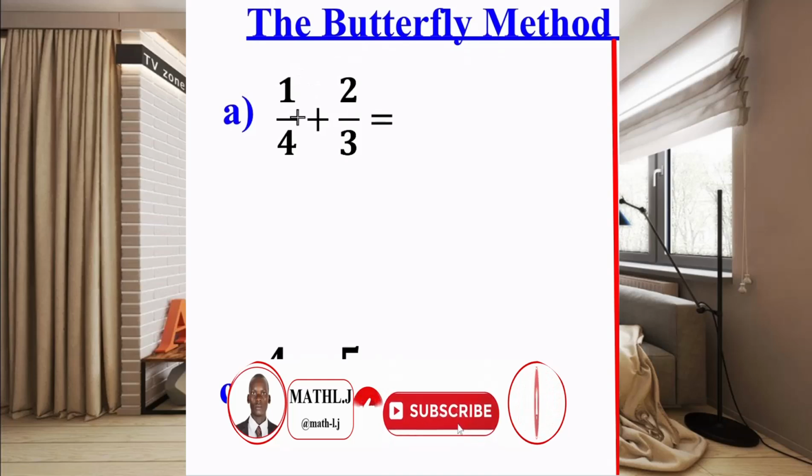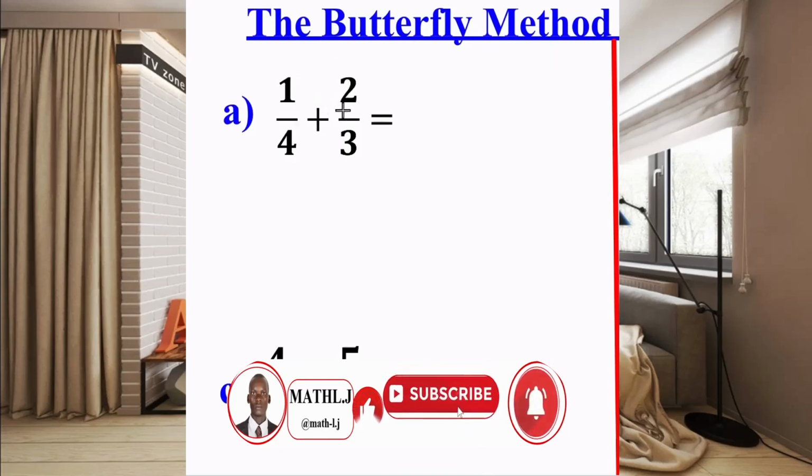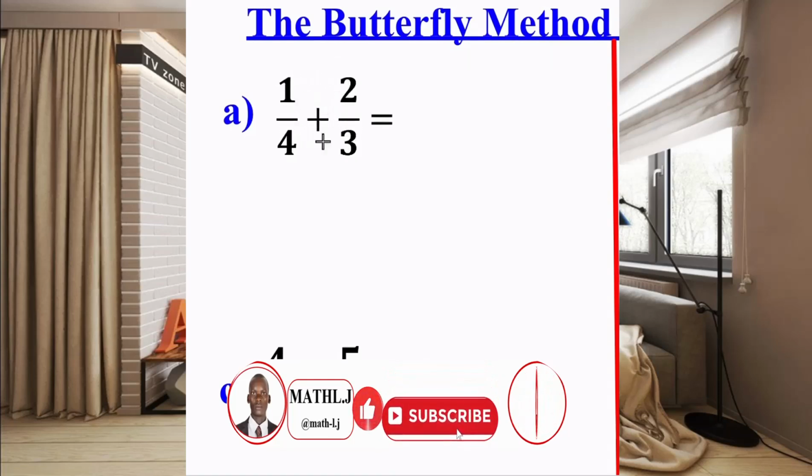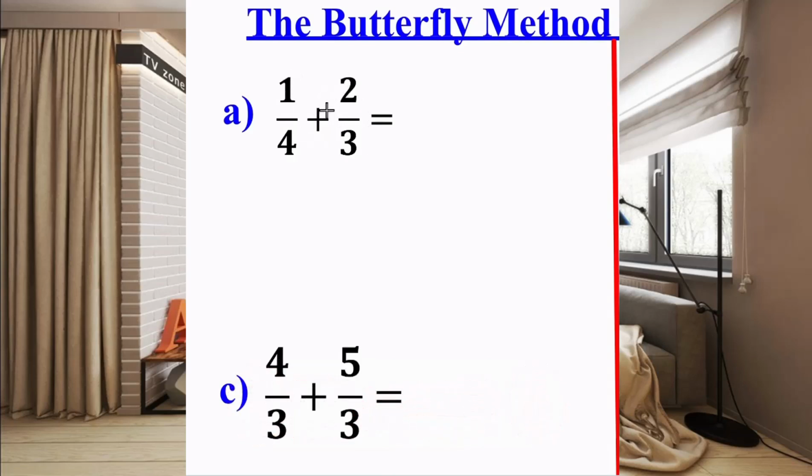We have 1 divided by 4 plus 2 divided by 3. So as we look at this, we have 2 fractions. They are a quarter and then 2 out of 3.